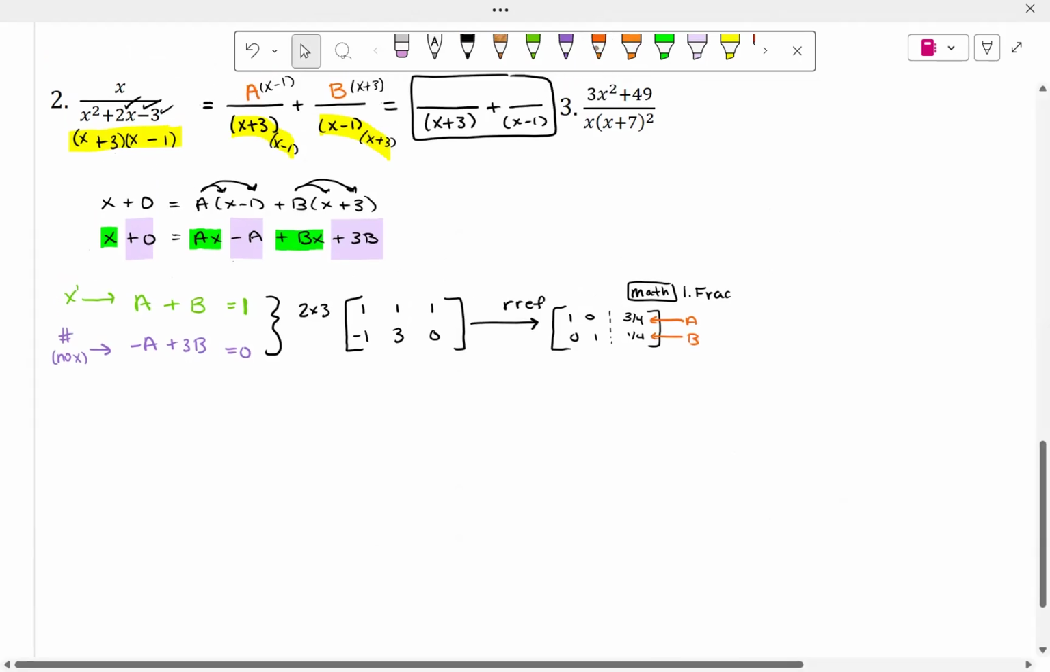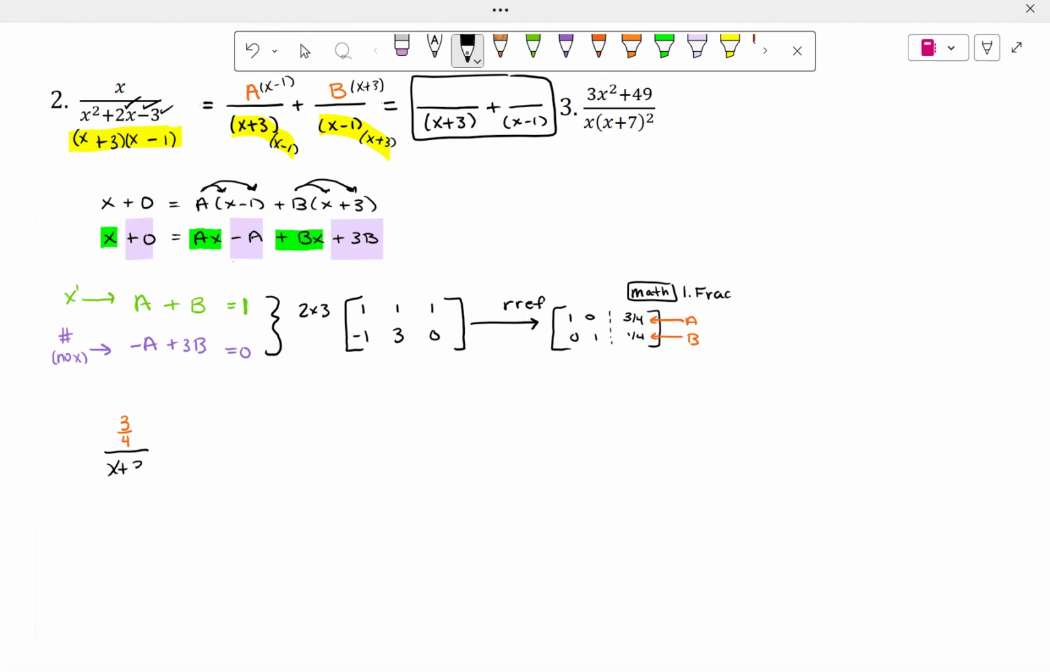I have A of 3/4. I'm going to write that down here. And that's over my x plus 3. And then I have plus a b value of 1/4. That's over my factor x minus 1. Well, we don't like to see ugly fractions like this. That's why I call them ugly fractions. They're actually compound fractions, fractions within fractions.